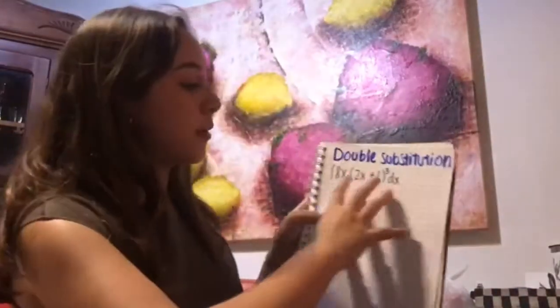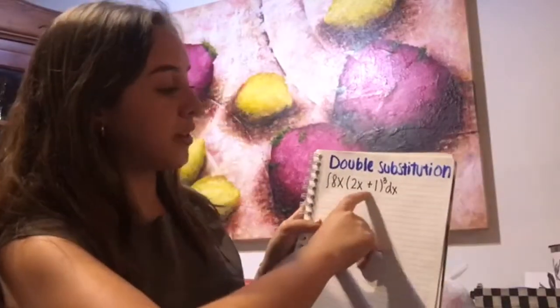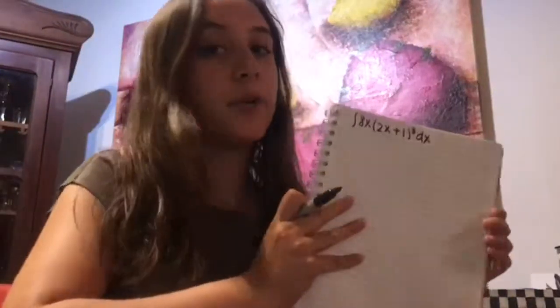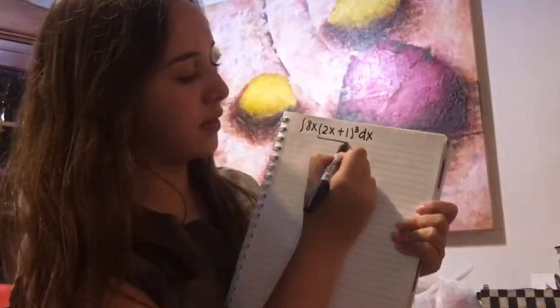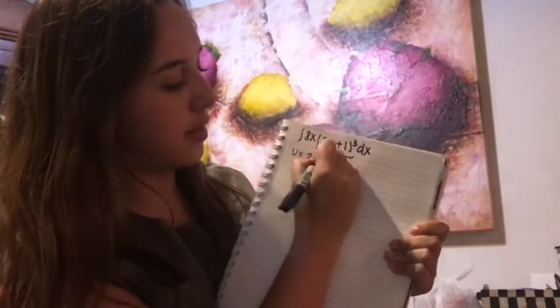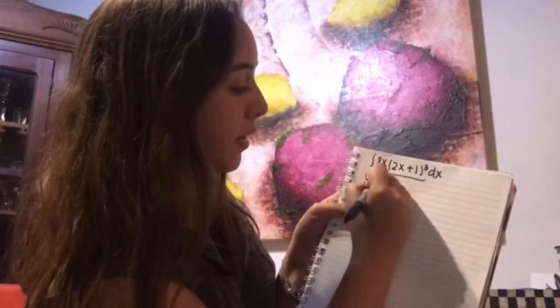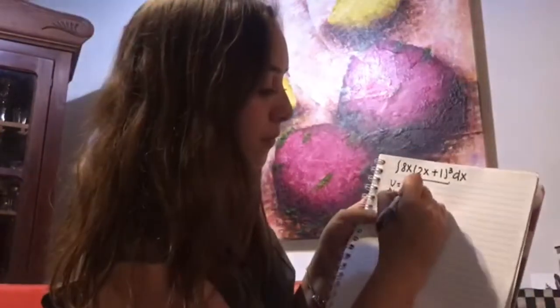So today we're gonna explain a problem about double substitution, and the problem is integration of 8x parentheses 2x plus 1 to the 3rd dx. So first, to start our problem, we're gonna identify our u. Our u will be this inside. So we're gonna put u equals 2x plus 1. And now our du will be the derivative of this. So the derivative of 2x plus 1 will be 2.